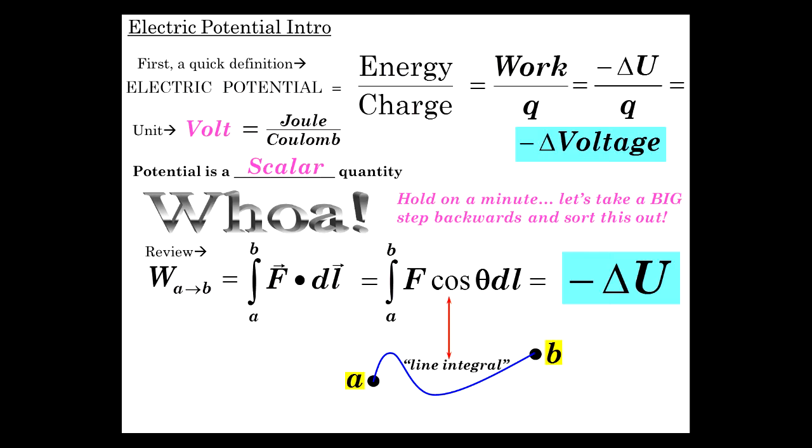We have then F cosine theta dl. This whole thing is what we call a line integral. So moving an object, in this case a charge, from A to B, if there's a force on the charge, which means there's an electric field, this is the work done by that electric field in moving the charge over this path. So we integrate dl over this entire region, multiplied by the particular force across every point.